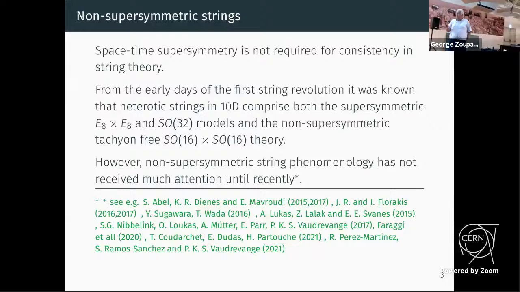However, space-time supersymmetry is not required for consistency in string theory. From the very early days of the first string revolution, it was known that the heterotic strings in 10 dimensions comprise the supersymmetric E8×E8 and SO(32), but also the non-supersymmetric tachyon-free model, which is the SO(16)×SO(16) theory. However, non-supersymmetric string phenomenology has not received much attention until recently, and among the groups who have worked on this is also the previous speaker, Steve.